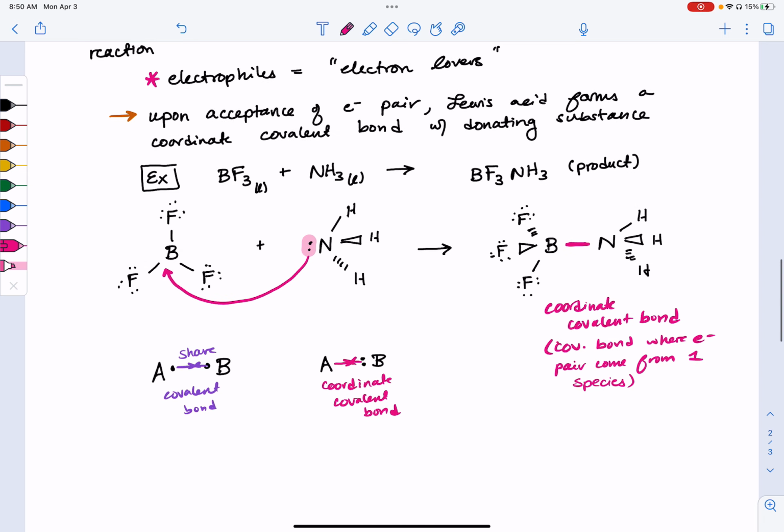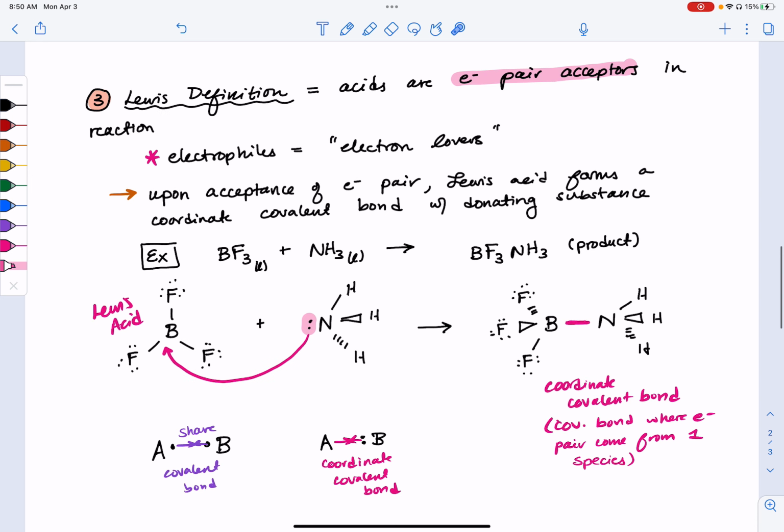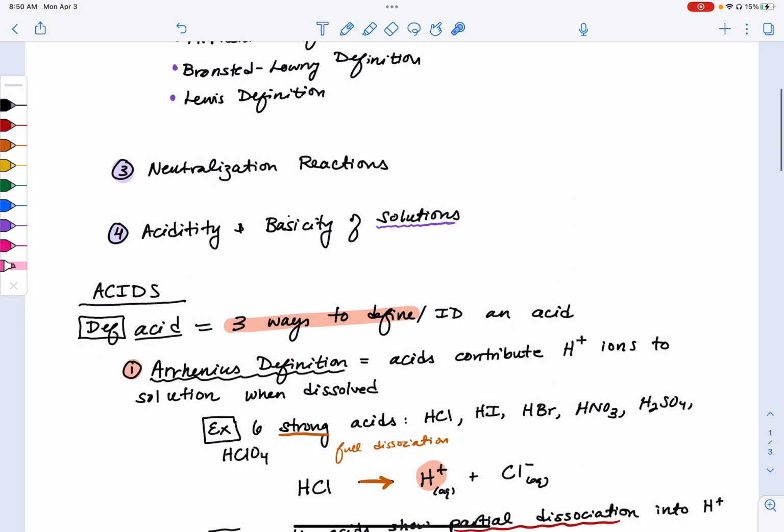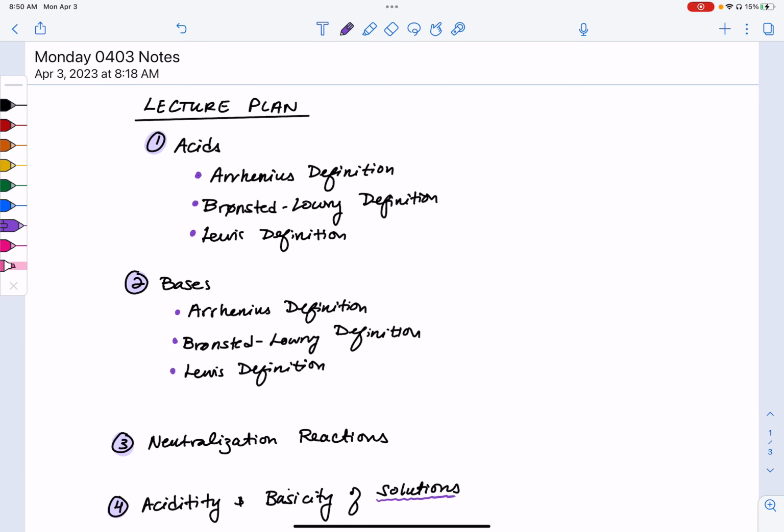Notice in this reaction, here the BF3, this is our Lewis acid. This is the thing that accepted the electron pairs. And there's no hydrogens involved that I can tell in solution here anyway. And besides, these are liquids, not aqueous. So these are our three functional definitions of acids. Again, we are going to pay most attention to the Arrhenius definition and the Bronsted-Lowry definition.